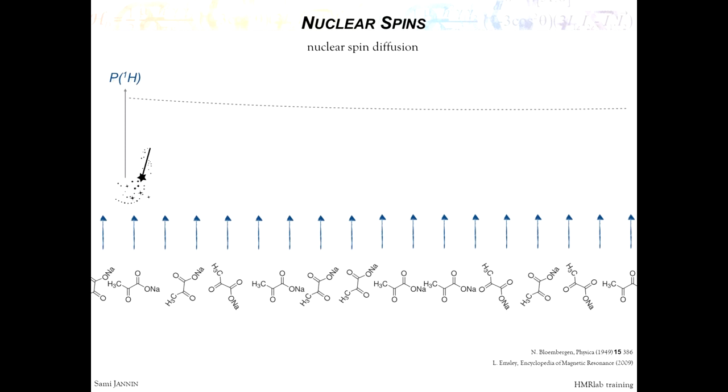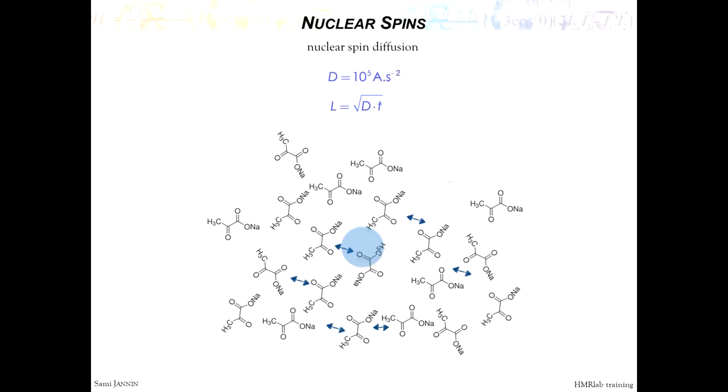In our case, we have a diffusion constant for a protonated solid that is on the order of 10 to the 5 angstrom squared per second. That's the typical value you find in the literature. That can vary by a factor of 2, 3, or 4, but it's on that order. This is the diffusion constant.